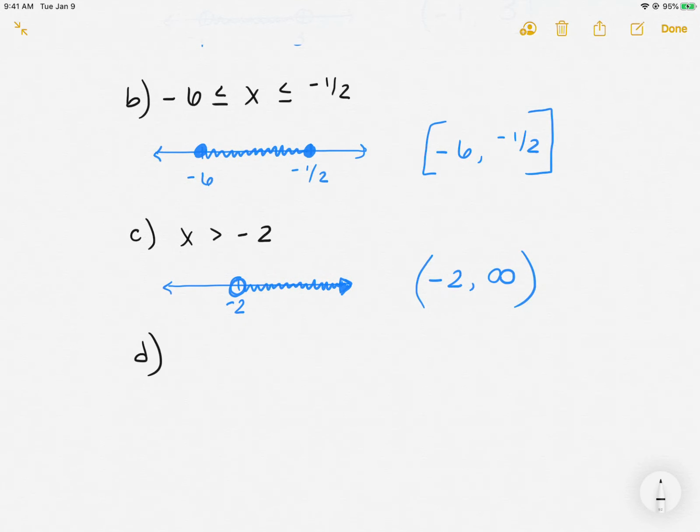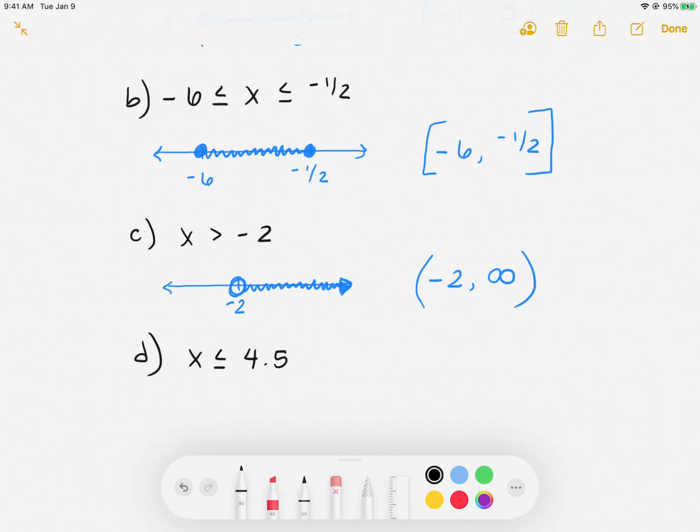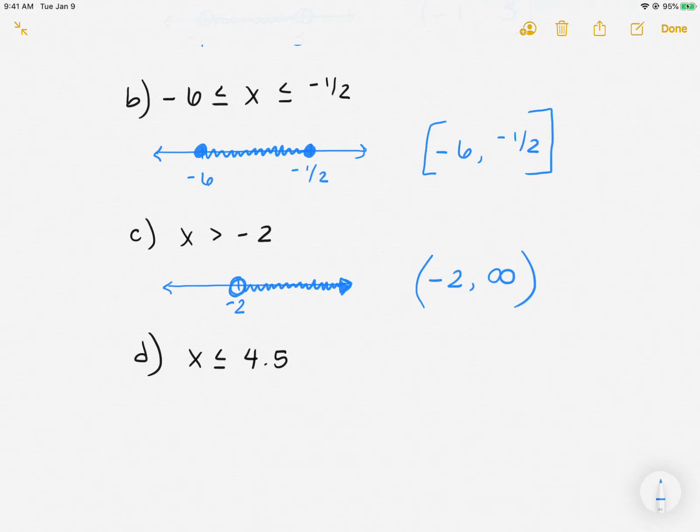All right, last one. What if x is less than or equal to 4.5? So I know I want 4.5 on my number line. Beautiful. I'm going to color in my circle because it's an equal to. It's less than, so I want numbers to the left.